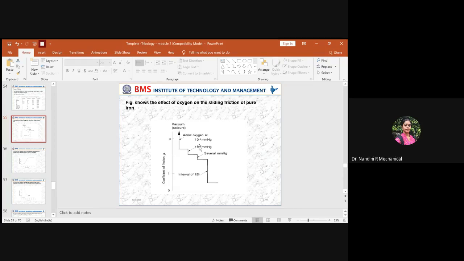So when you increase the pressurization, the coefficient of friction increases. This is a graph which shows, for an interval of 15 hours with a uniform amount of mm of Hg of vacuum supplied, the coefficient of friction will cross 1 and go nearly to 2, not 2 exactly, nearly to 2. And later, when you increase the vacuum in several mm of Hg, the coefficient of friction increases slightly.